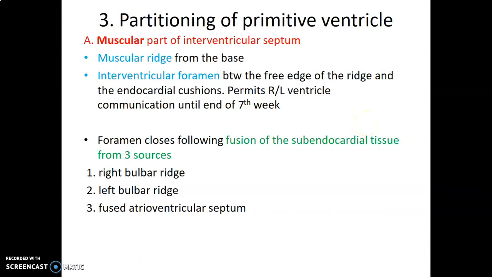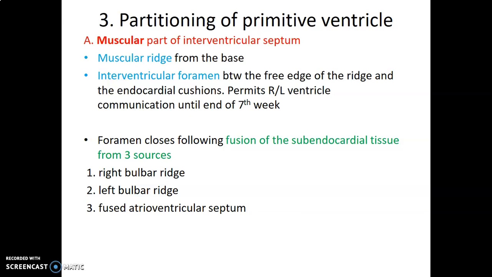Then we need to partition the ventricle. This one is easy. So we have two parts of the interventricular septum. There's a muscular part and a membranous part. So for the muscular part, from the base of the heart, a muscular ridge will develop at the base of the heart, and then it starts growing upwards.